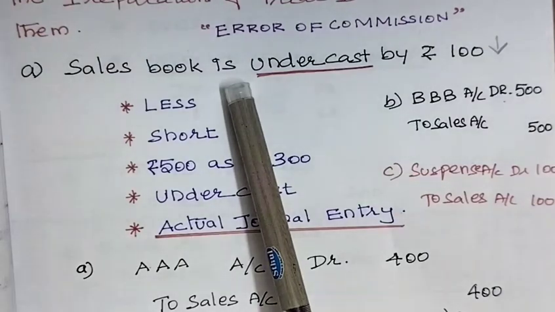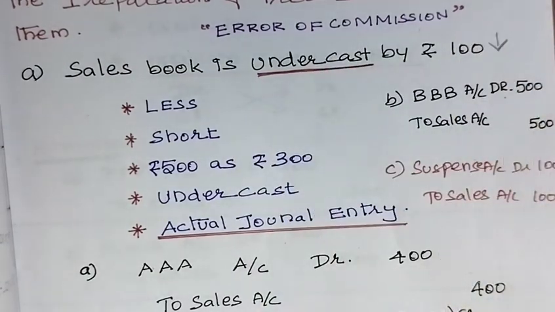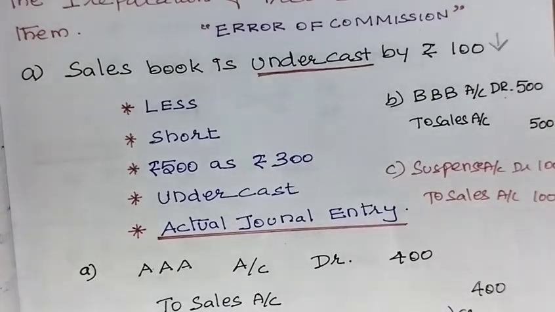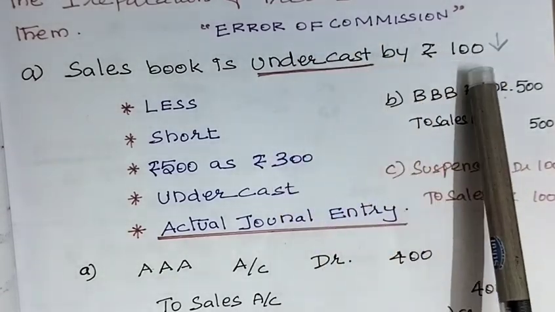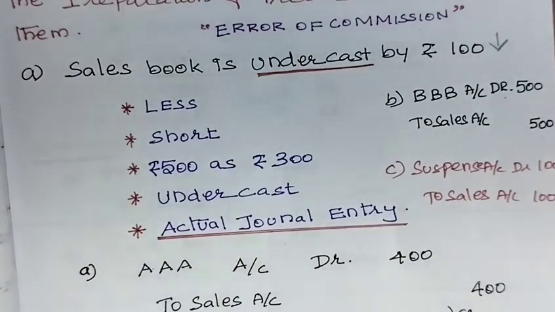How do we rectify this error? Listen. To rectify the error, we have to create the suspense account. What is a suspense account? When the trial balance does not tally, the amount of difference is placed to the debit or credit of a temporary account, known as the suspense account. So we need to rectify this error, 100 rupees shortage in the sales book. How do we rectify this error?